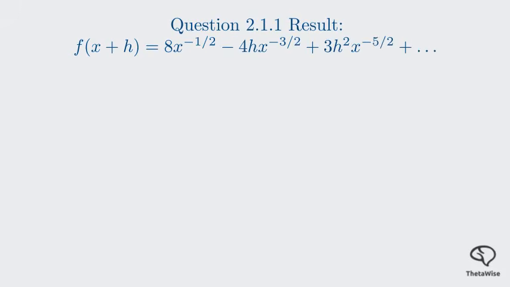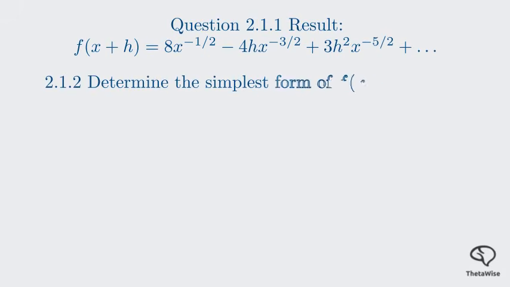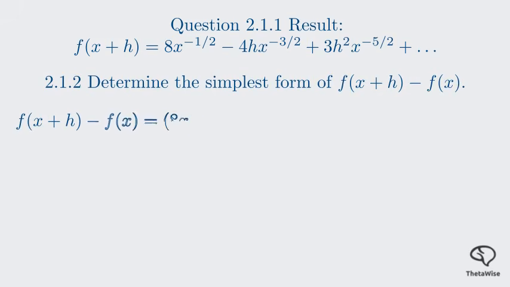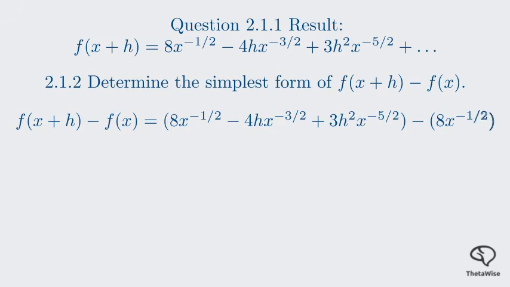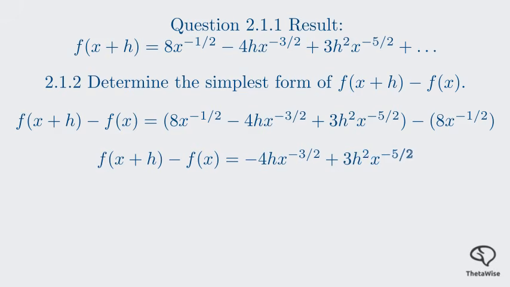Now let's use that result to solve the next 2 parts of the question. Part 2.1.2 asks for the expression f of x plus h minus f of x. We simply subtract f of x, which is 8x to the negative 1/2, from our expansion of f of x plus h. The first term cancels out, leaving us with negative 4hx to the negative 3/2 plus 3h squared x to the negative 5/2. This matches the provided solution.